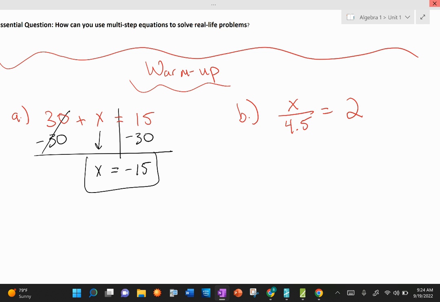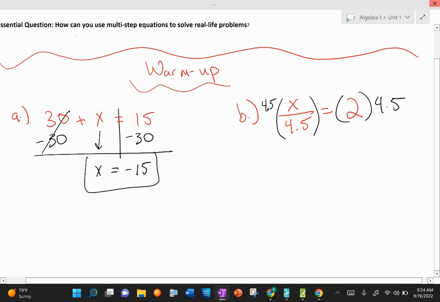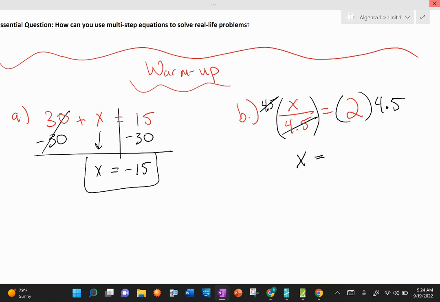Okay. So because the variable is in a fraction and it's on top, what's being done to the X? Division. Good. So what's the opposite? You're going to multiply both sides by 4.5. Putting parentheses because parentheses mean to multiply. And that is a 0.5. The 4.5s are going to cancel out on the left. We'll just bring down the X. 2 times 4.5 would be 9.